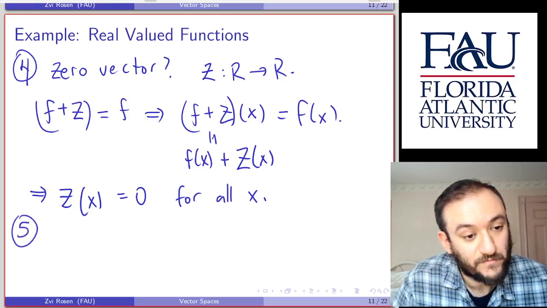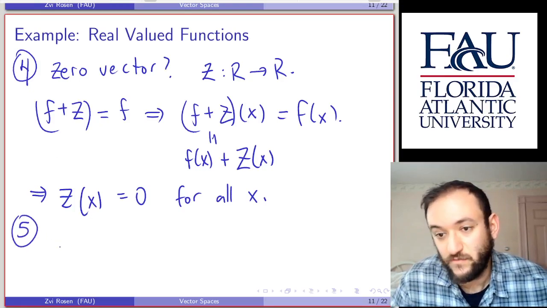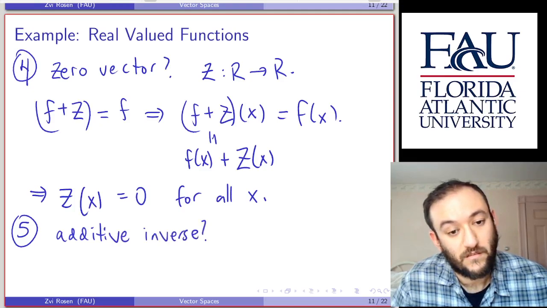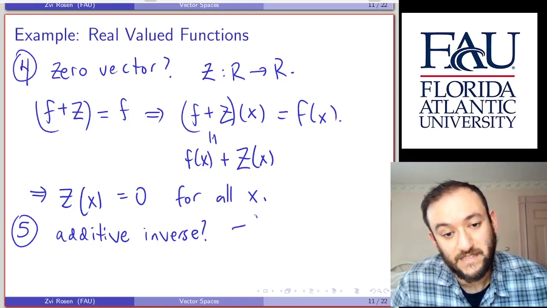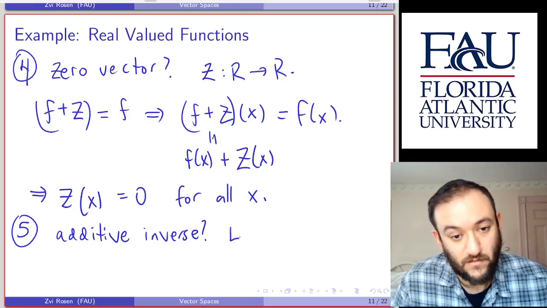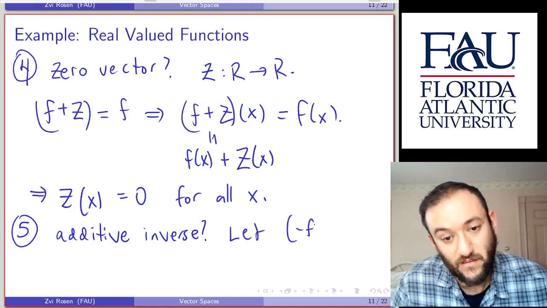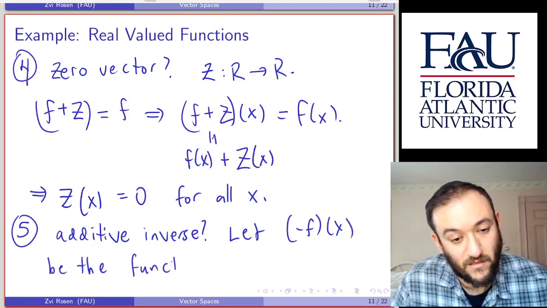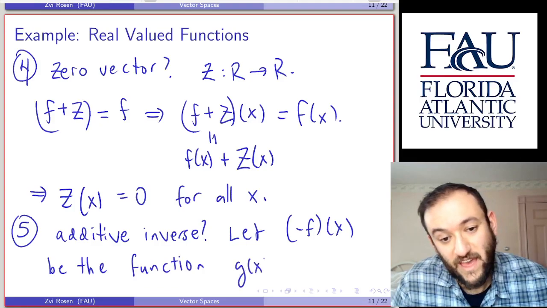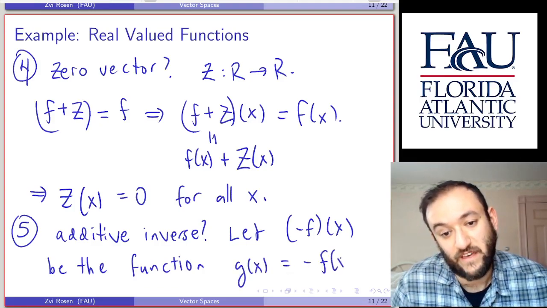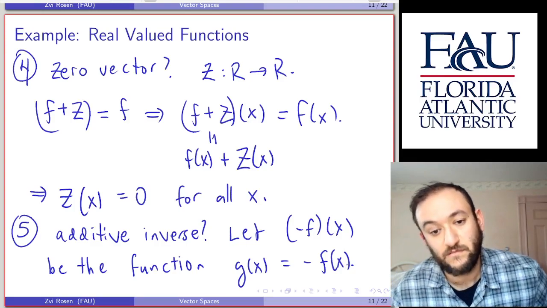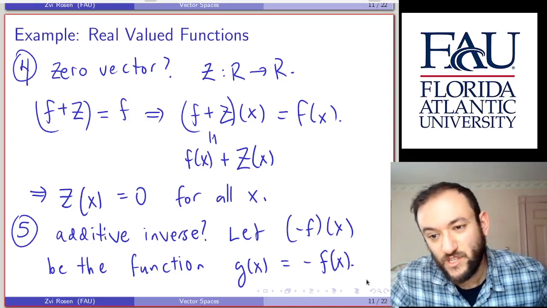Okay, how about the additive inverses? Well, you can just take minus f. Let minus f of x be the function g of x, which always just takes the negative value of f of x. Whatever f of x is, multiply that by -1, and you've got your inverse. Okay, pretty straightforward.